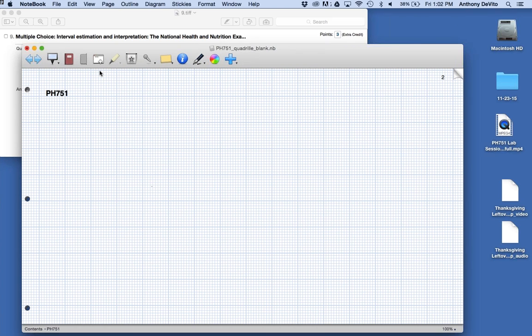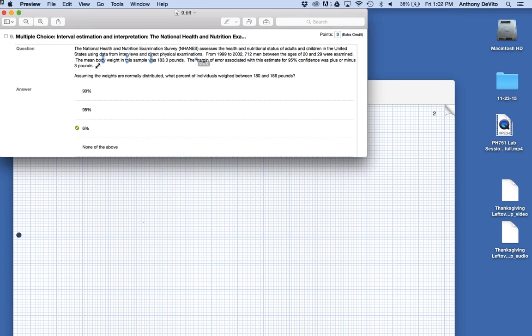Okay, so let's read the question. The National Health and Nutrition Examination Survey assesses the health and nutritional status of adults and children. From 1999 to 2002, they sampled 2,712 men between the ages of 20 and 29, and they found that the mean body weight in the sample was 183 pounds. So we're dealing with a very large sample here. So we're thinking that's probably a pretty good approximation of the mean of the population. It's actually the mean of the sample, but given that big a sample size, we're going to have some confidence that that's going to be pretty close.